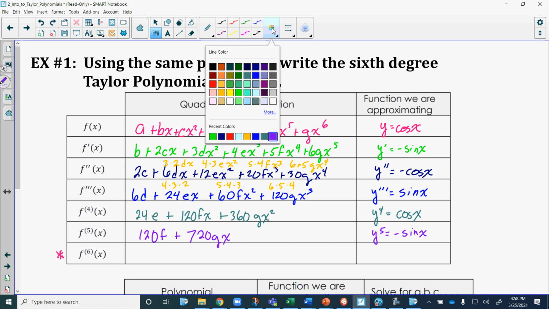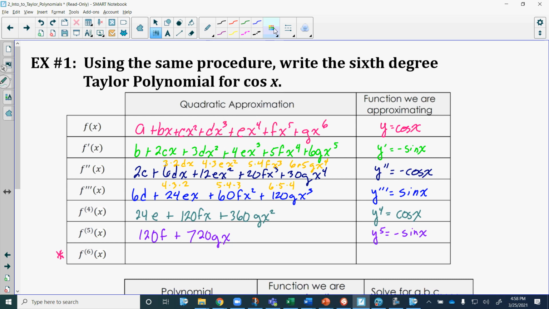And let's get one more here. Hopefully a color that you guys can see okay. The sixth derivative will be 720, I'm sorry, not x, but g in this case. And so the sixth derivative here will be negative cosine of x.